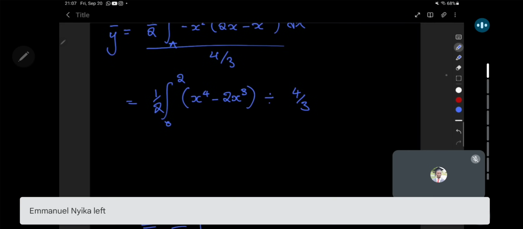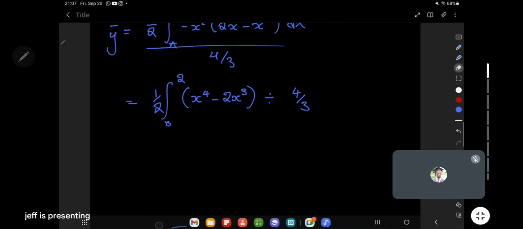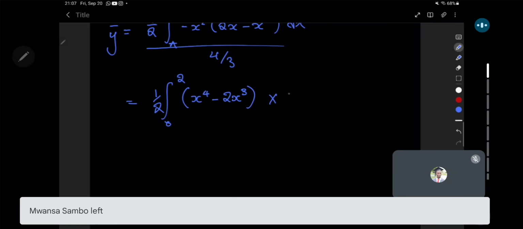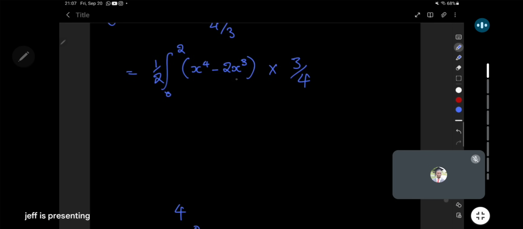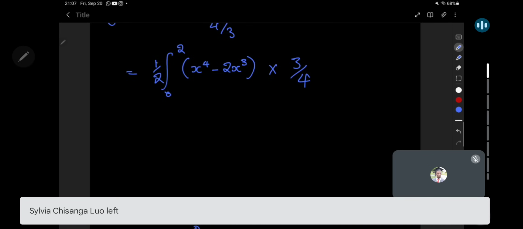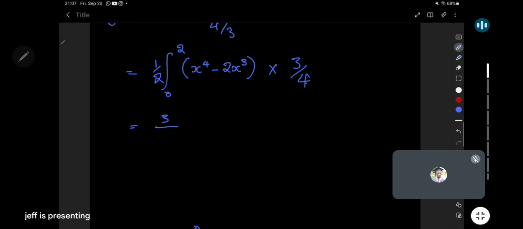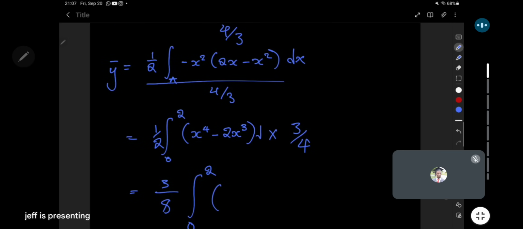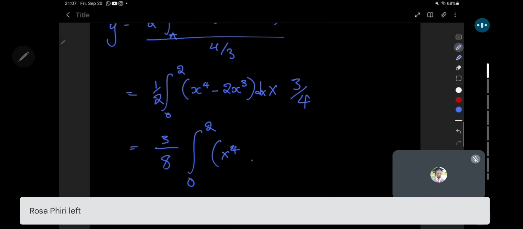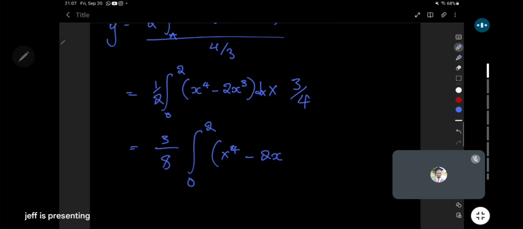Okay, then from here, when this division changes to multiplication, we know these will swap. The 4 over 3 will swap to become 3 over 4. So that now when we multiply, being a constant, it will multiply down. The 3 will multiply the 1 there, becoming 3. 4 will multiply 2, becoming 8. This is from 0 to 2, so they'll not be affected. There's a dx here, and it will not be affected by the integral, so that will still remain. So here I have x to the power 4 minus 2x to the power 3 dx.